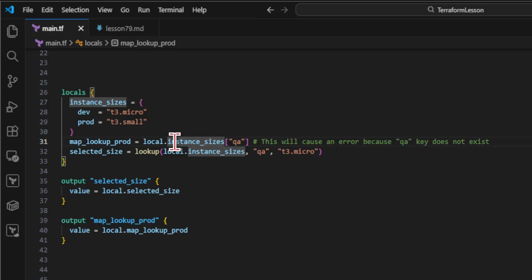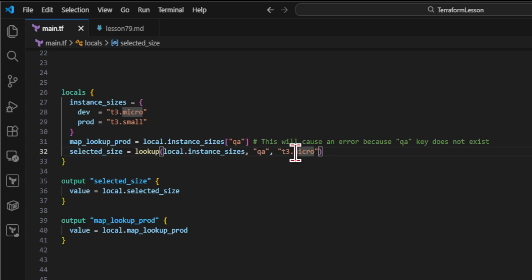Direct map access with map index key assumes the key will exist. Lookup inserts a decision point into that read operation. If the key is absent, Terraform returns the fallback value and the expression continues. The mechanism is small, but the outcome is large. Optional configuration stops behaving like a brittle dependency.